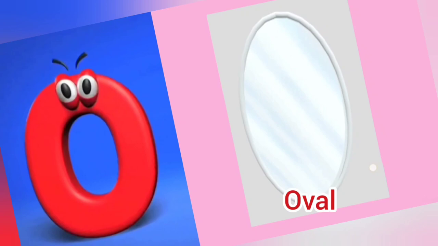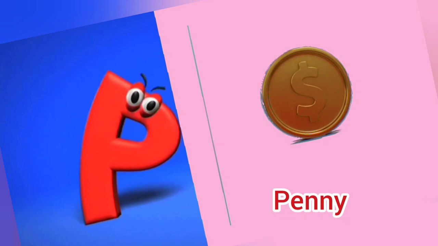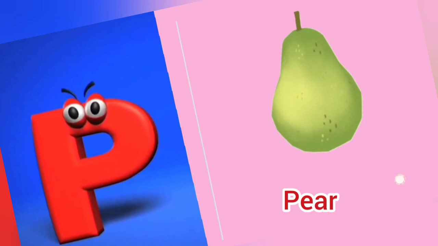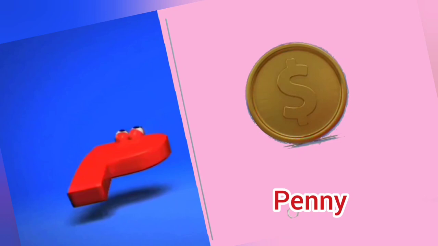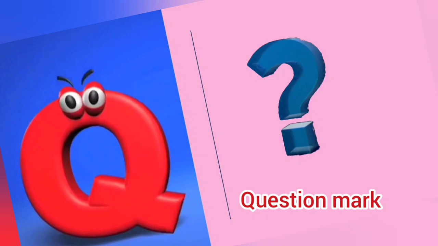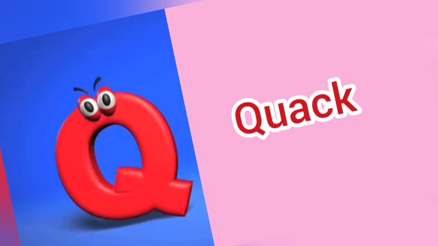P is for penny. P p penny. P is for pear. P p pear. Q is for quack. Qu qu quack. Q is for question mark. Qu qu question mark.